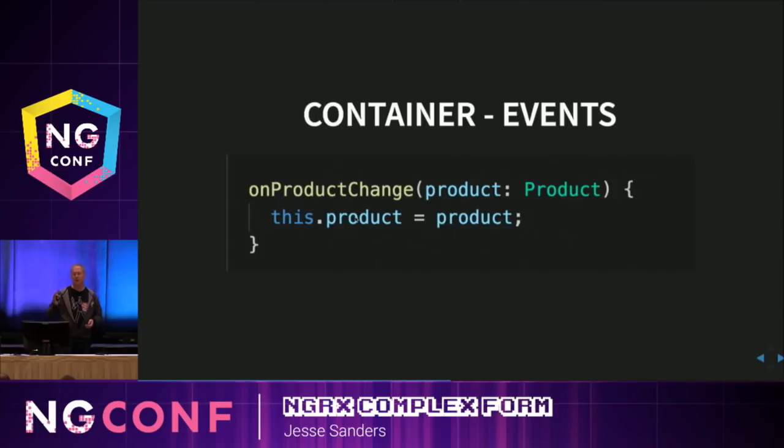The other thing I need to do with my container is I need to watch for changes. So on my product change, when that event's being emitted from my presentation component, I want to go ahead and get that product, and I want to set it to my local variable again. So it's not suffixed there with the $ sign. So I'm setting my local variable with that product that's been emitted back up. So that's how I'm getting my changes.